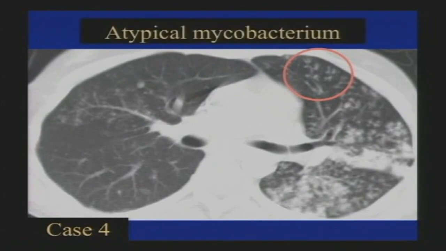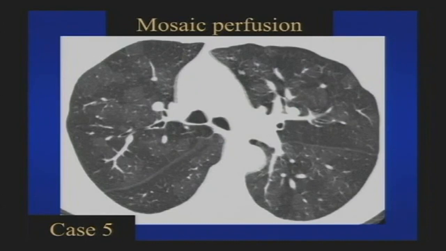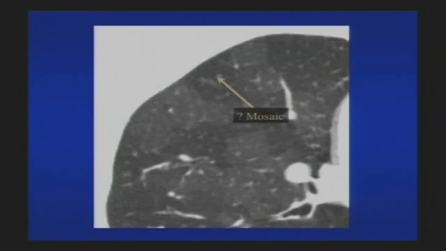Okay, last pattern, and a very important one, is that of mosaic perfusion. Here's a patient with heterogeneous lung density. You have areas of lung which are lucent and areas of lung which are opaque. And the question you have to ask yourself when you see this heterogeneous lung density is: is the lucent lung abnormal, in which case the pattern is mosaic perfusion, or is the opaque lung abnormal, in which case the pattern would be ground glass opacity? And how do we distinguish those two patterns?